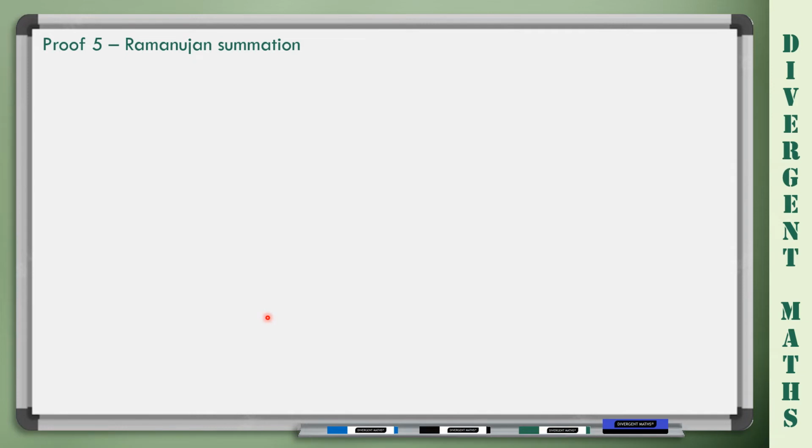Proof number 5, Ramanujan summation. Let us apply the Ramanujan summation method. So the sum from n equal 1 to infinity of f of n, as per Ramanujan's formula, is equal to negative f of 0 divided by 2, minus the sum from m equal 1 to infinity (I changed the index there not to confuse) of the even Bernoulli number B sub 2m divided by 2m factorial, times the 2m minus 1 derivative of f evaluated at 0.